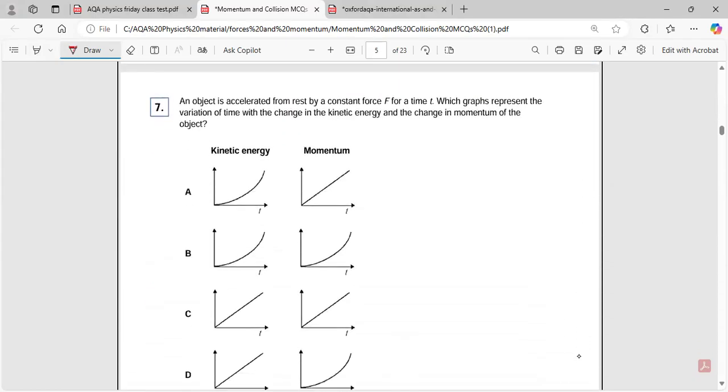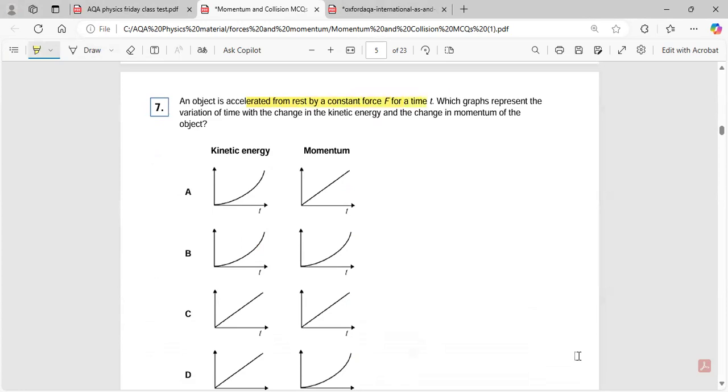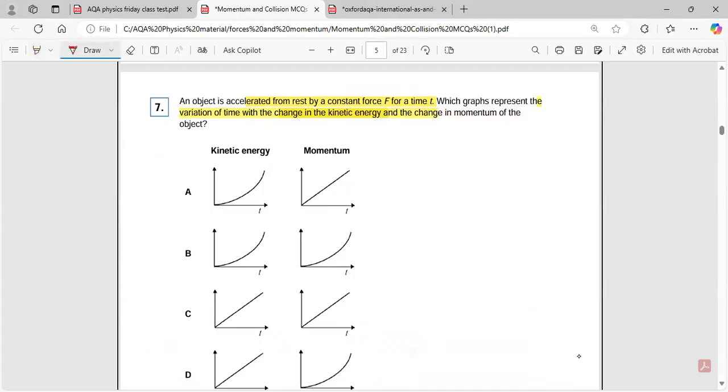Okay, now let's look at this question. An object is accelerated from rest by a constant force for time t. Which graph represents the variation with time of the change of kinetic energy and the change in momentum of the object? It started from rest and the force is constant. If the force is constant, then acceleration is constant. If acceleration is constant, the change in velocity is also constant, because acceleration is change in velocity over time.